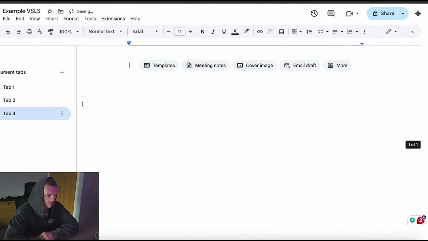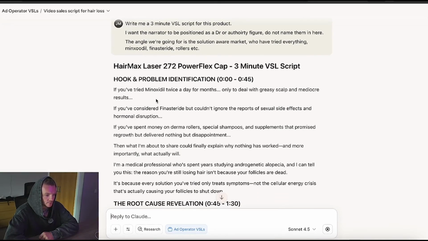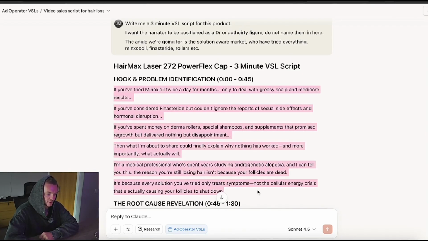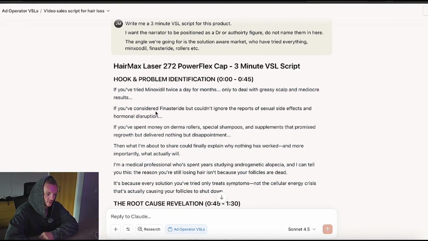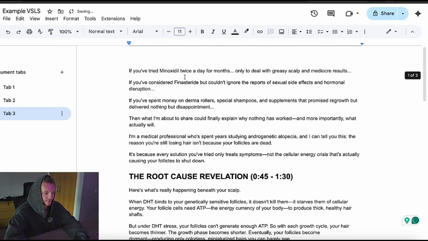Let's come over, we'll open this up and we'll put our example in here. If you've tried minoxidil twice a day for months. Right now, what I'm thinking here is for our hooks, this is kind of our mini hook, right? But I'm going to use this as the lead. So let's take this and put it in here.